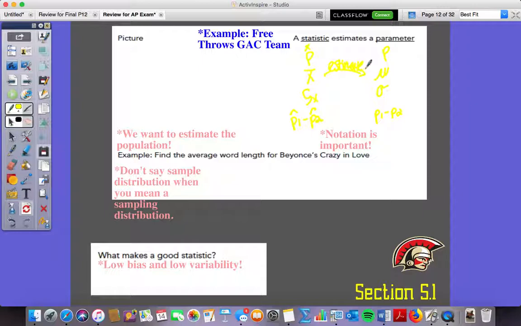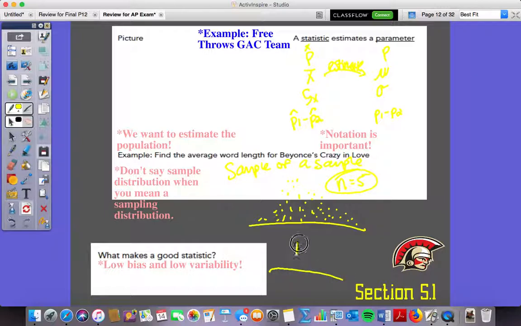All right. So, if we remember, we take a sample of a sample. Now, remember with Beyonce's Crazy in Love, we had all these dots. If we did this dot plot, and let's say that each of us took a sample size of 5 and averaged them together to create one dot of that average. Question: if I did another dot plot below that did 10, what would happen to the variability?